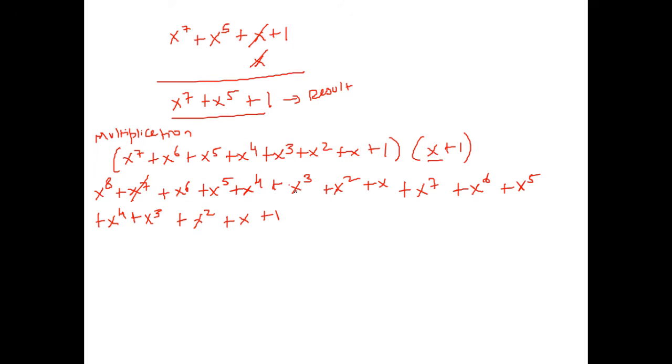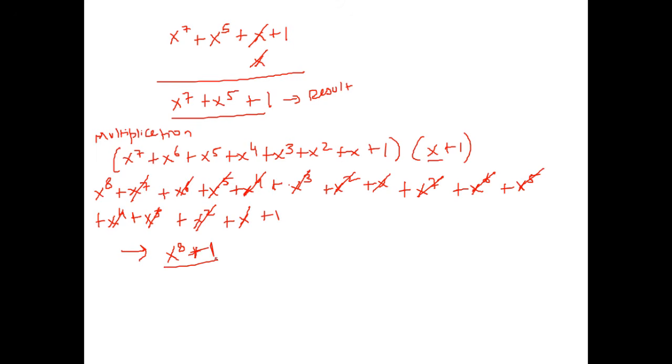So this x power 7 will cancel out with this x power 7. X power 6 cancels out with this x power 6. X power 5 cancels out with this x power 5. X power 4 cancels out with this x power 4. X power 3 also cancels. We have an x square here and an x square here, so we cancel it. An x here and an x here, so we cancel it. So you have just 1 and x power 8 remaining. So what is remaining here is x power 8 plus 1.